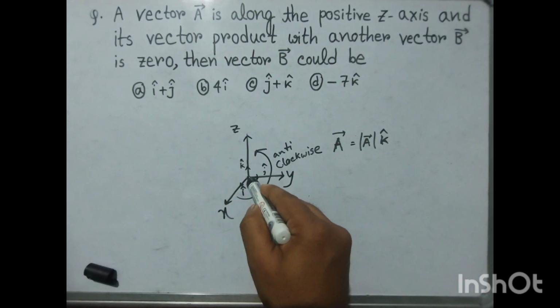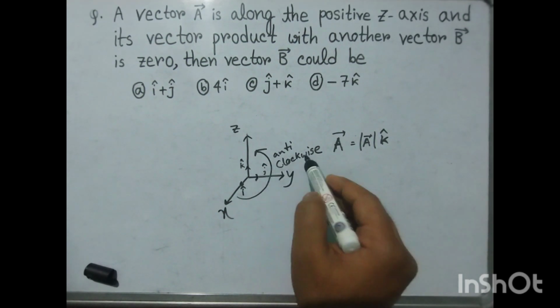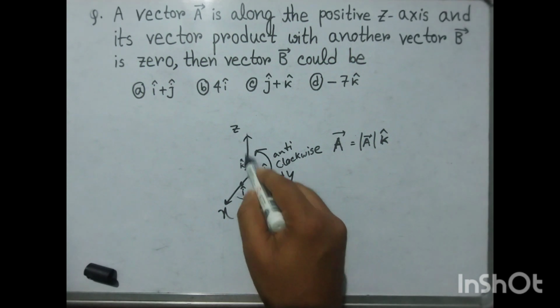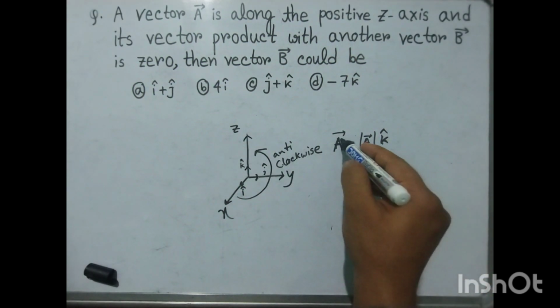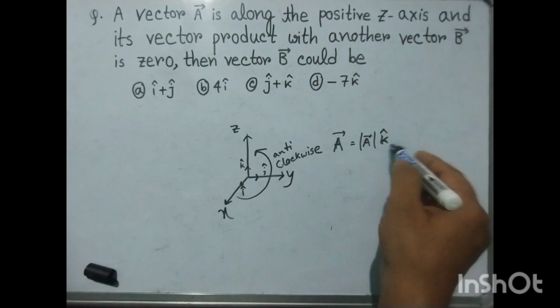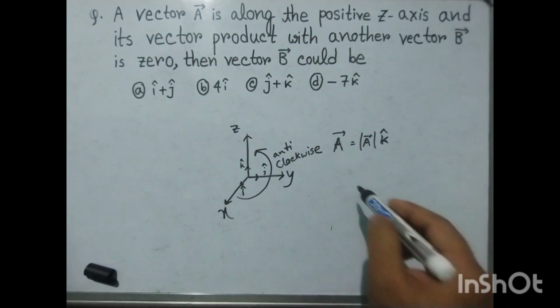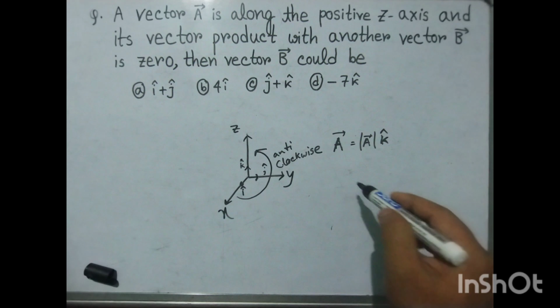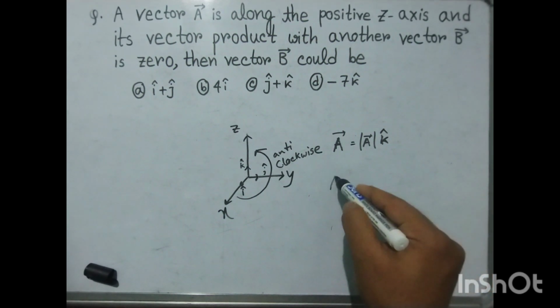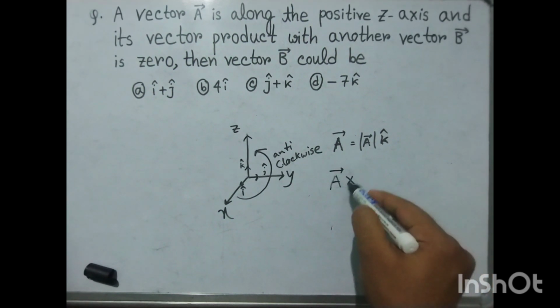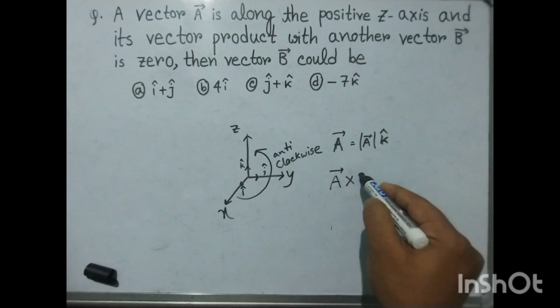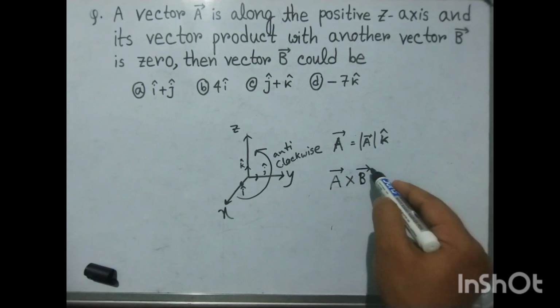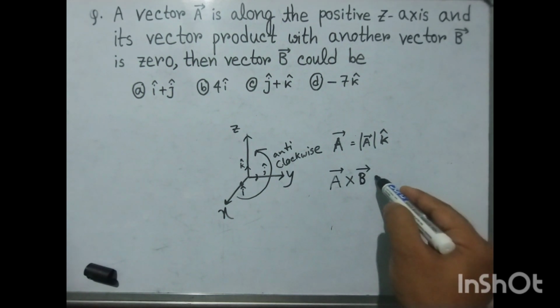So the unit vector along the x-axis is i cap, along the y-axis is j cap, and along the z-axis is k cap. So a vector is magnitude of a times k cap. Now it is saying its vector product with another vector b. Vector product means a vector cross b vector. Another name for cross product is vector product.